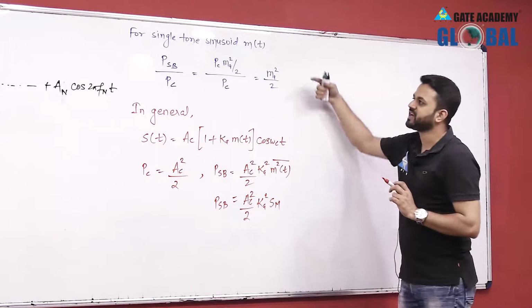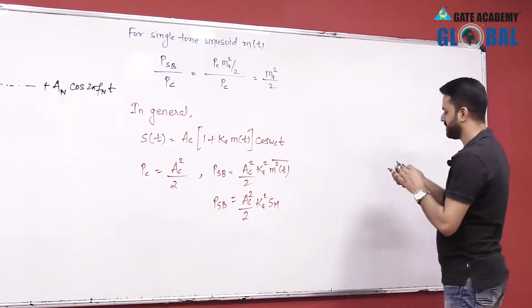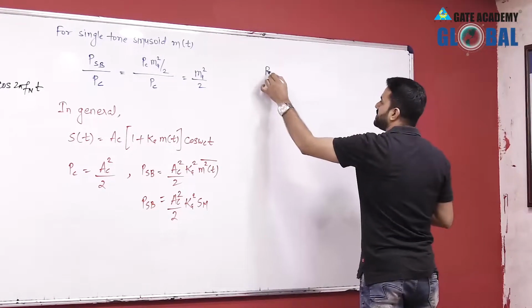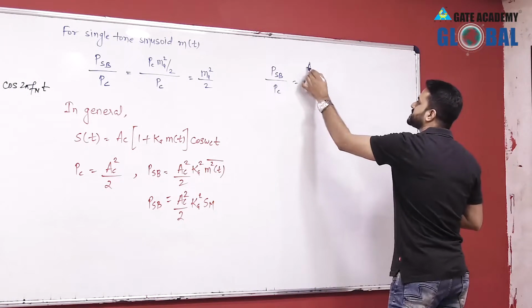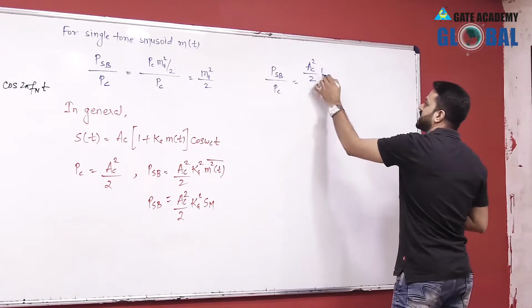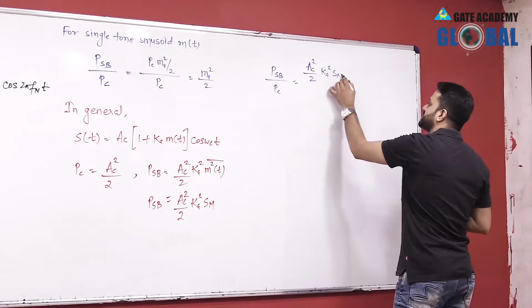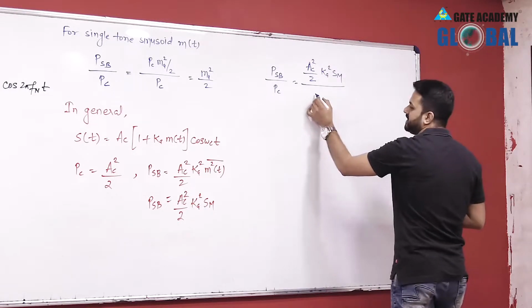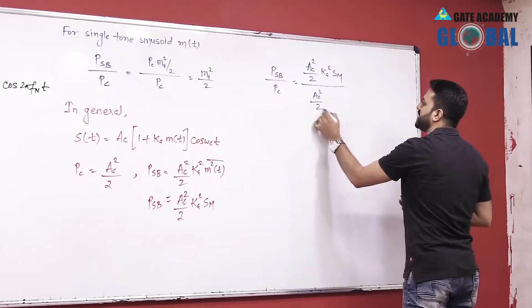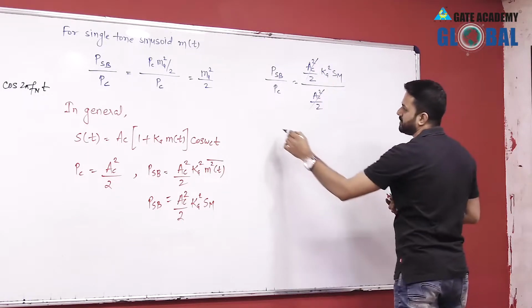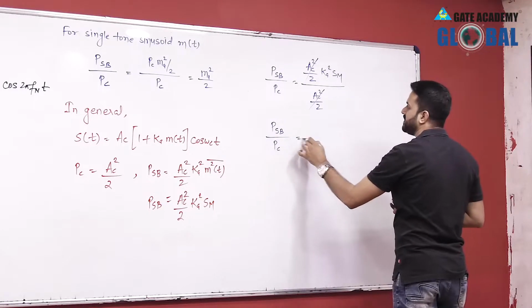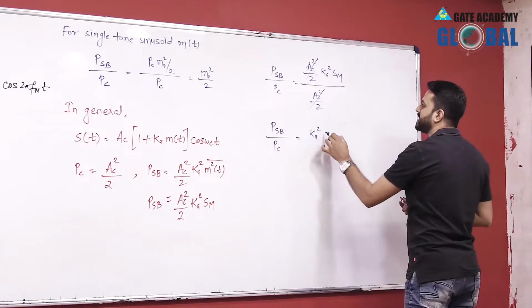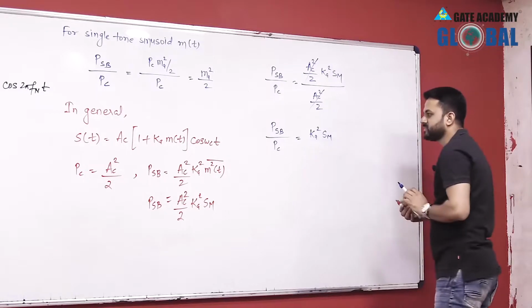So in general, if we calculate this ratio, sideband power to carrier power, it is Ac squared by 2 K squared into Sm, which is the message signal power, divided by Ac squared by 2. The Ac squared by 2 terms get cancelled, and we get sideband power to carrier power equal to K squared into Sm.